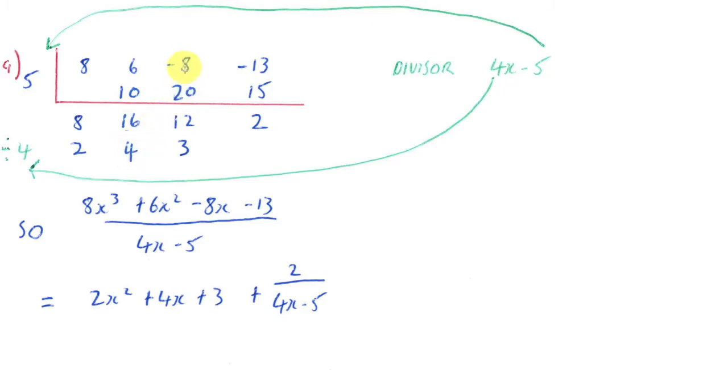Add these two together to get 12. Divide by 4 to get 3. Now it's 5 times 3, which is 15. Add these two together to get 2. So the remainder is 2, and there's no need to divide by 4. So I have this cubic by that linear. The result will be 2x squared plus 4x plus 3 plus the remainder of 2 over the divisor 4x take 5. And that's how I write it.